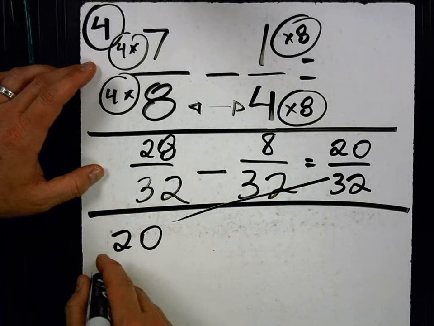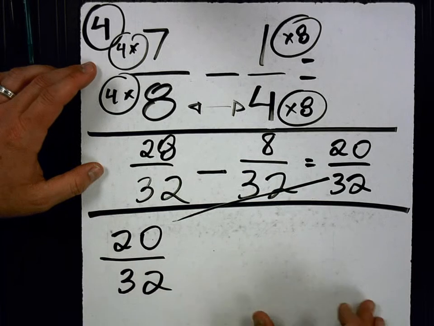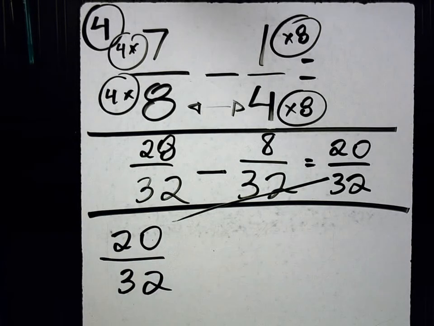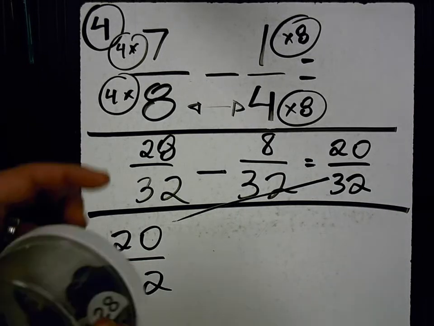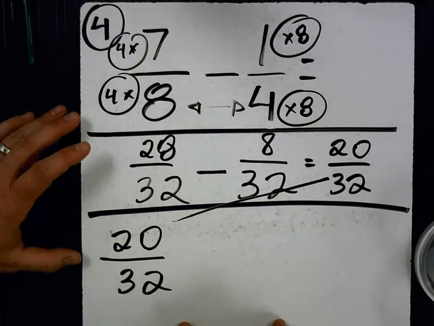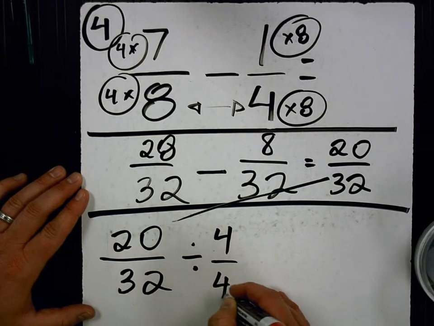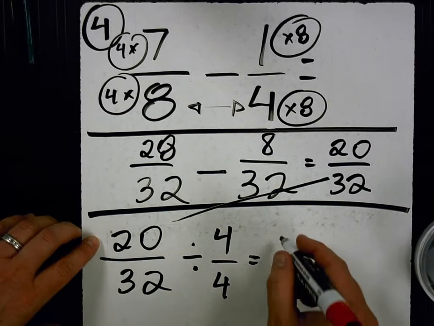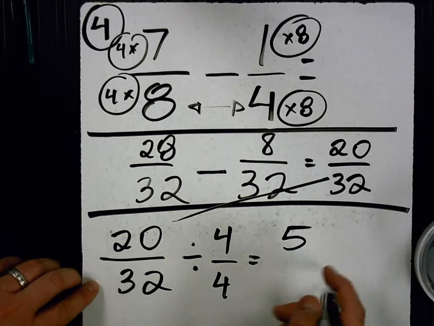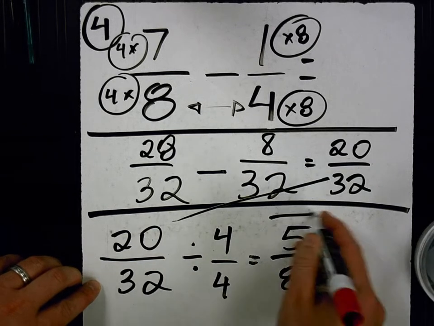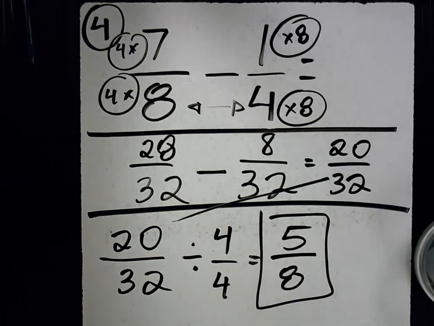Good. Now, is 20 over 32 in simplest form? No. We can reduce it. We can divide by 2, but that's kind of the long way. Instead, Nadia, what did you divide by? 4. 20 divided by 4 is 5. 32 divided by 4 is 8. Nicely done, boys and girls. Pat yourselves on the back.